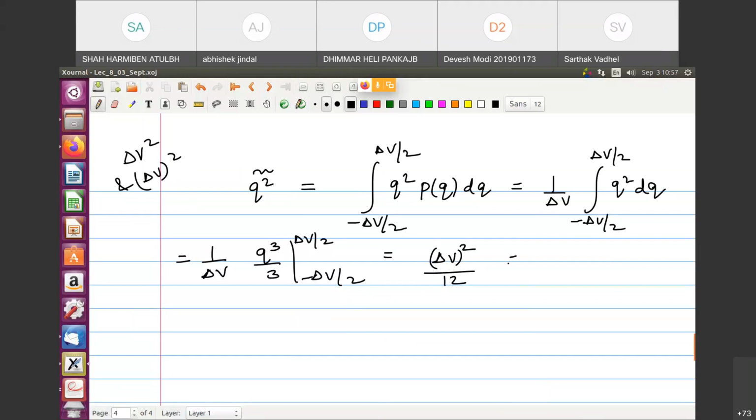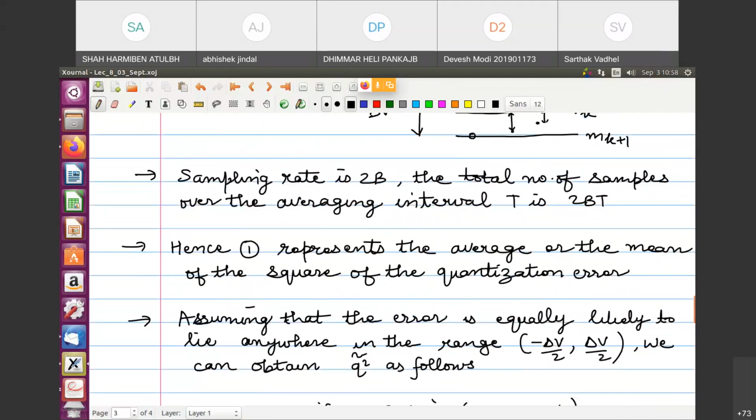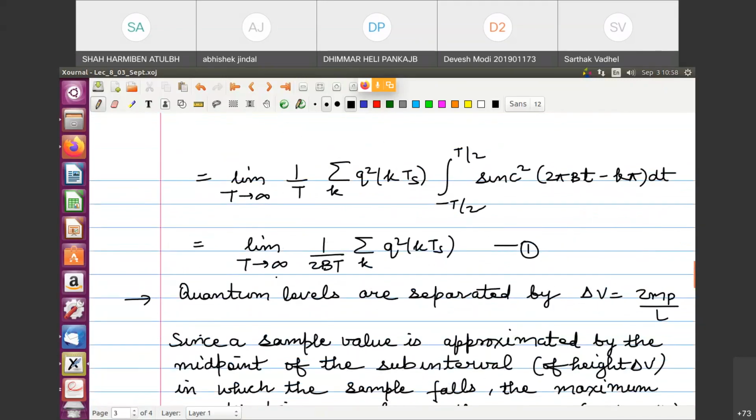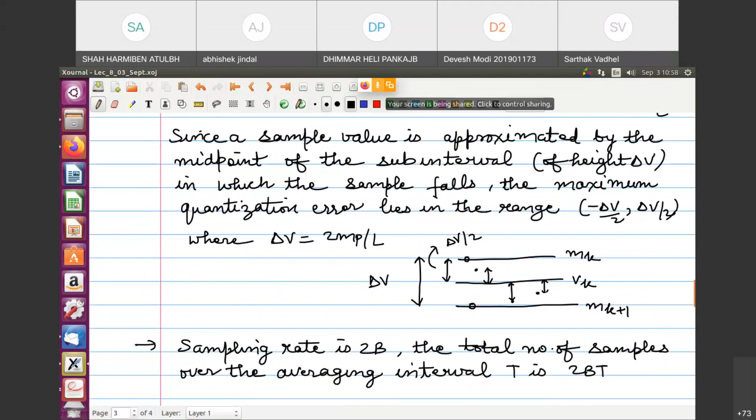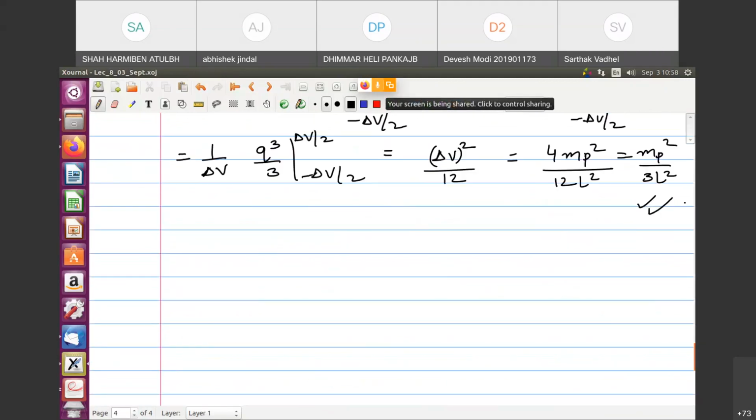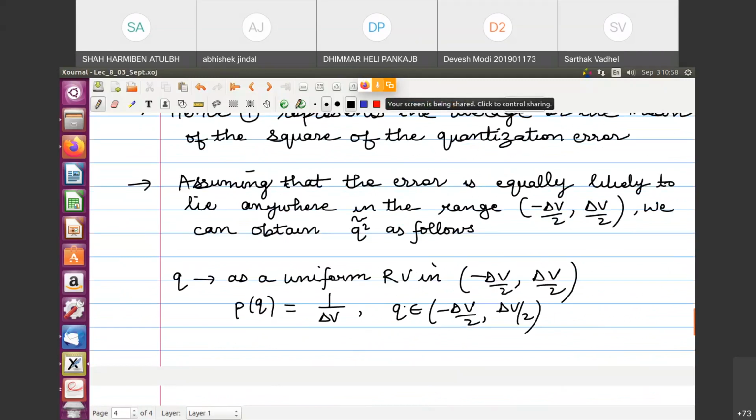Now substitute delta V in terms of twice of MP by L. So you will get 4 times MP square by 12 L square. And this is nothing but ultimately MP square by 3 L square. This is the formula which you will find at a lot of places for the mean square quantization error. That is, limit T tends to infinity, 1 upon 2T, integral of q square of t dt, can be very closely given by this value. Now this assumption of having q, the error, as a uniform random variable needs to have some conditions.